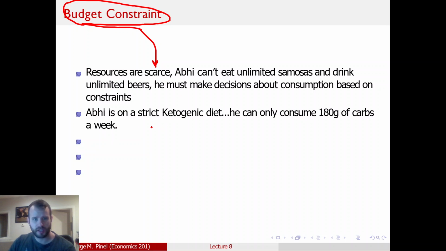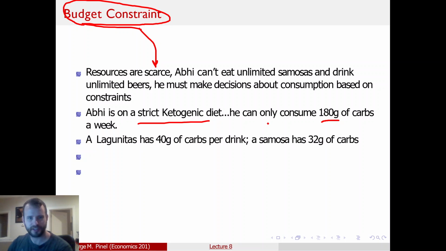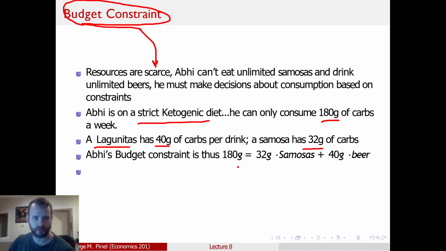So in this case, Abby's on a strict ketogenic diet. It's a popular diet where you limit the amount of carbs that you can consume. So he only consumes 180 grams of carbs a week, which is probably a little high for keto, but whatever. I picked that number because it's nice and round. Okay. A Lagunitas, that's a type of beer, has 40 grams of carbs, and a samosa has 32 grams of carbs.